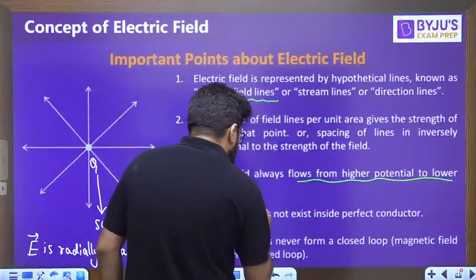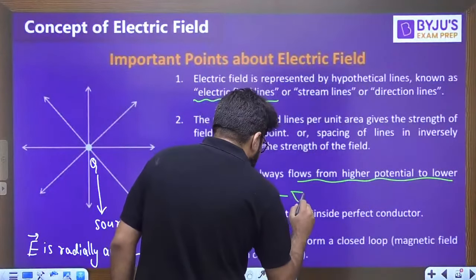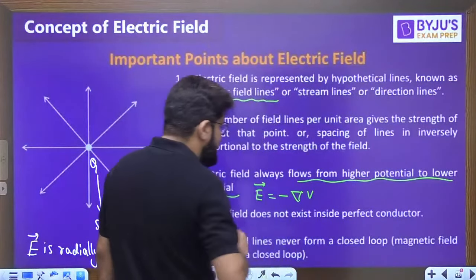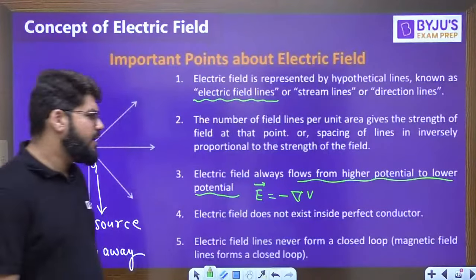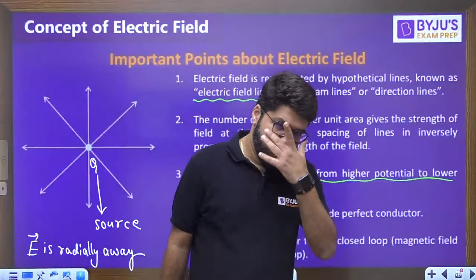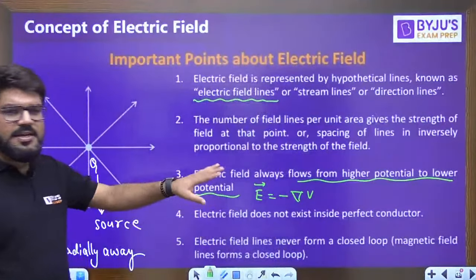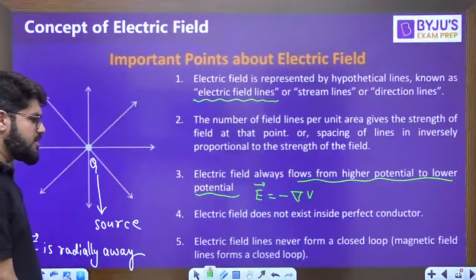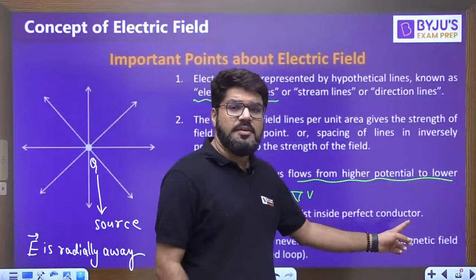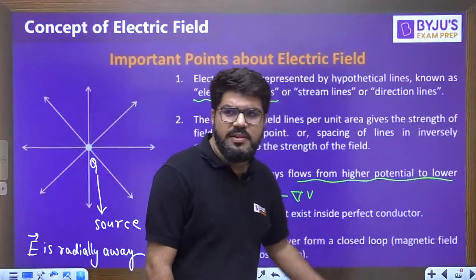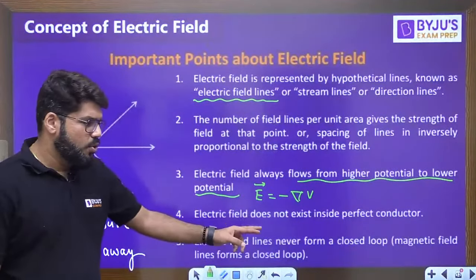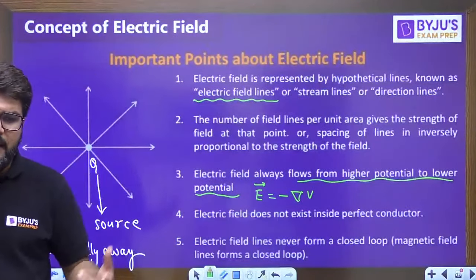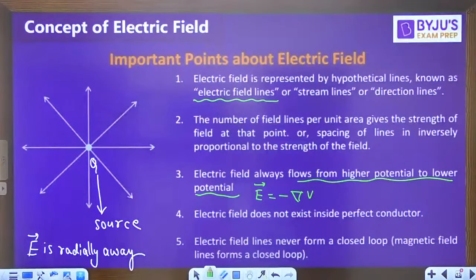By the relation that electric field is the negative of the gradient of potential, which is minus del V. To be discussed in the potential class when we start the potential. Electric field does not exist inside a perfect conductor. That also will be proved in the upcoming classes. Right, and electric field never forms a closed loop. Magnetic field lines, when we study magnetostatics, you will see that magnetic field can form closed loops.